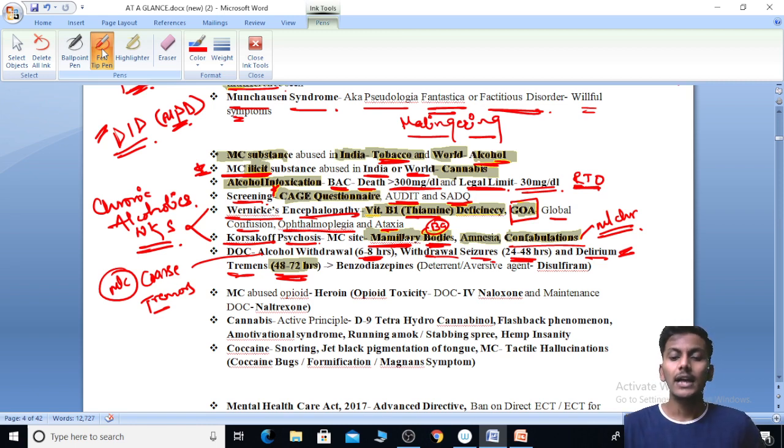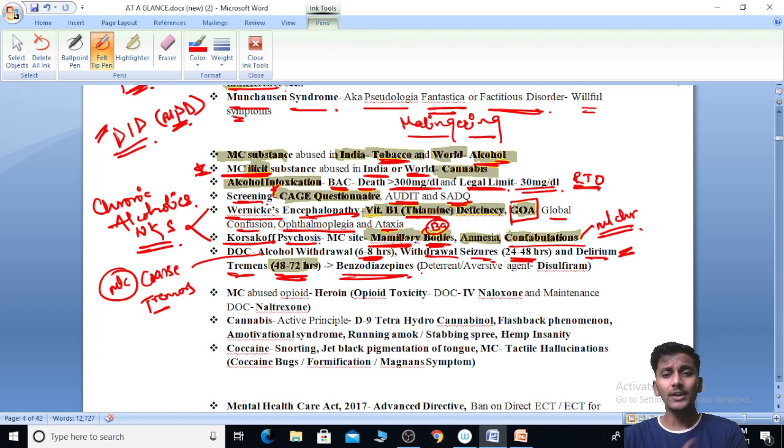Yaad rakhna. And what is the drug of choice for all these? Please remember, the drug of choice for all of these is benzodiazepines. Whether the patient presents to you with alcohol withdrawal tremors, seizures or delirium tremens, the drug of choice will still remain benzodiazepines, like diazepam, midazolam. All of these drugs can usually be given, please remember this.